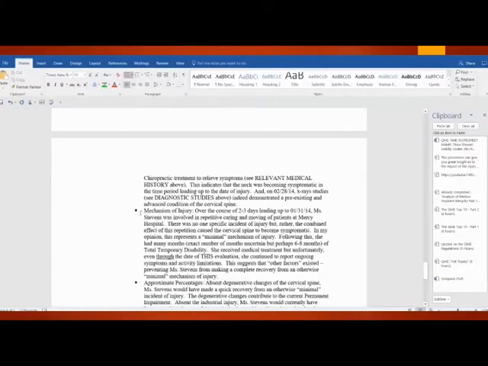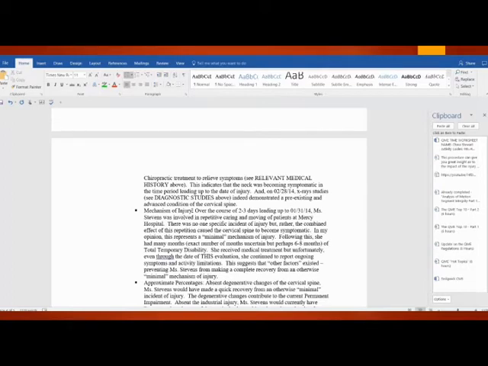Okay, well, what about the mechanism of injury? Over the course of 2 to 3 days leading up to the date of injury, Mrs. Stevens was involved in repetitive carrying and moving of patients at Mercy Hospital. There was no one specific incident of injury, but rather the combined effect of this repetition caused the cervical spine to become symptomatic. In my opinion, this represents a minimal mechanism of injury.